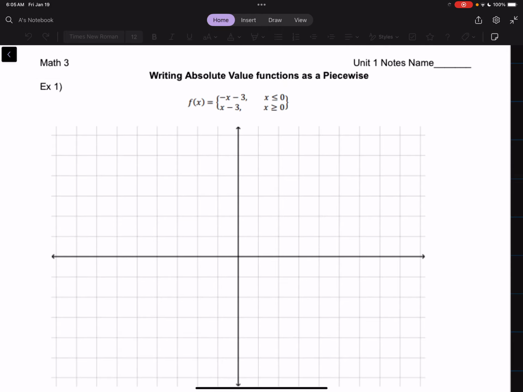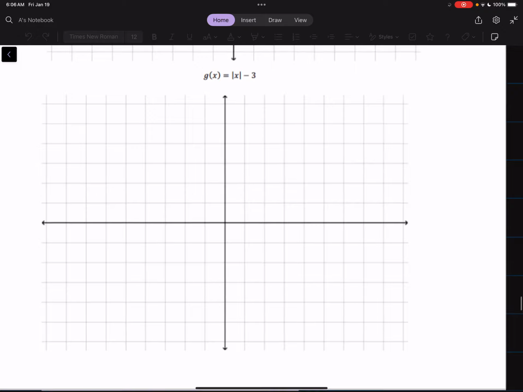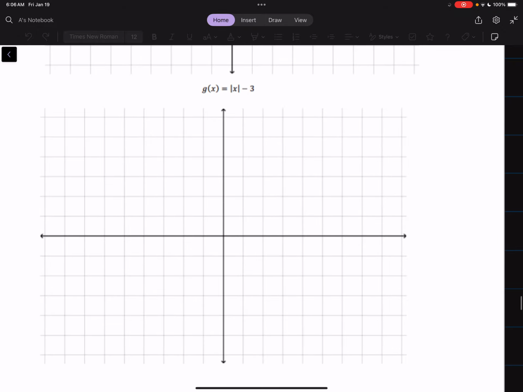Today we're going to be writing absolute value equations as piecewise functions. Okay, so if you take a look at the top, it says f of x is equal to the set of negative x minus 3, where x is less than or equal to 0, and x minus 3 when x is greater than or equal to 0.